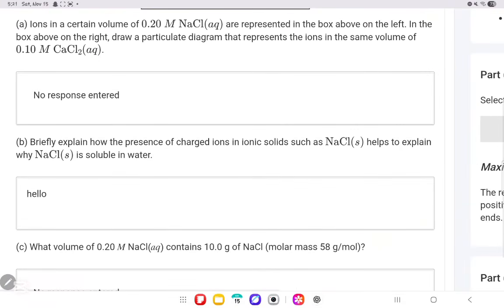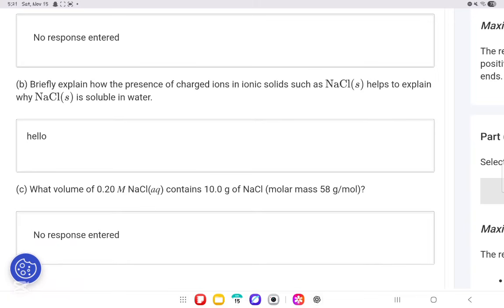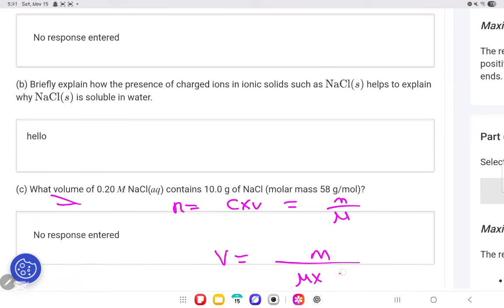What volume of 0.20 molarity NaCl contains 10 grams of NaCl? Okay, this is all about equations. What do we know? We know that the number of moles is equal to concentration times volume, which is also equal to the mass over the molar mass. They want to find volume. So volume is equal to the mass over molar mass divided by concentration. So it's going to be 10 over 58 divided by 0.20.